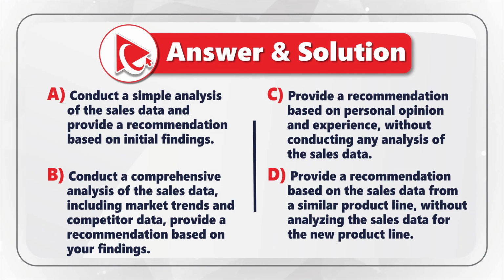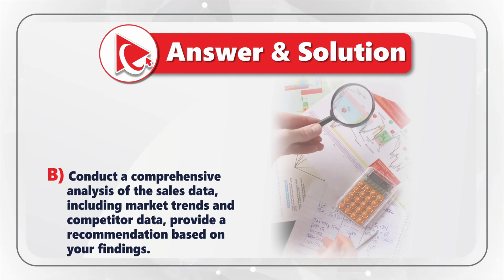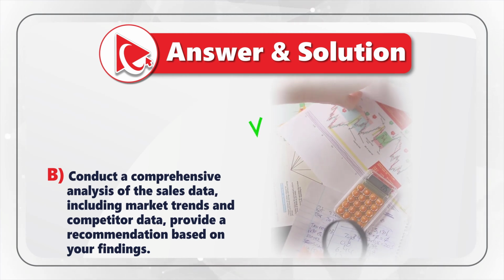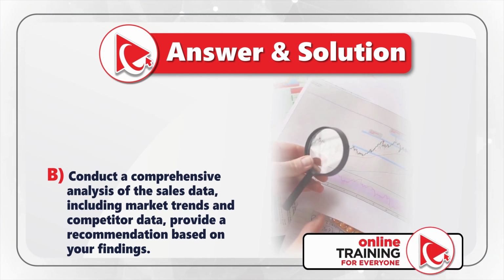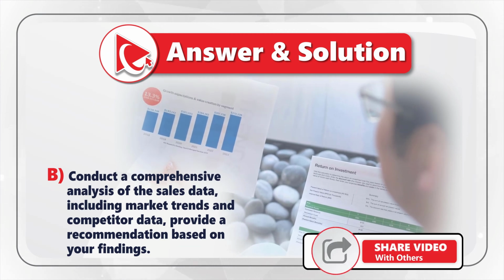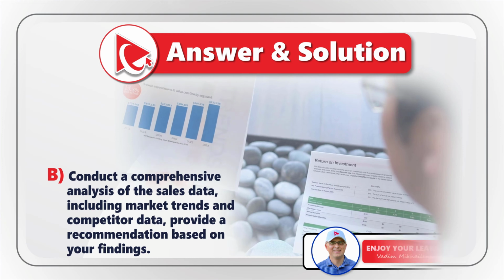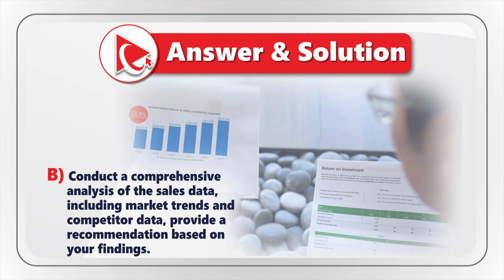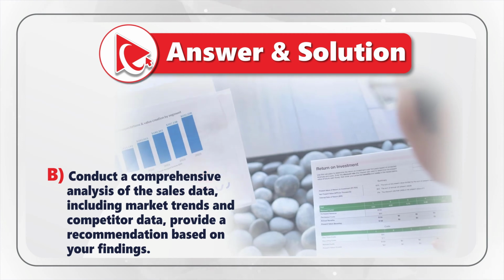I think the correct answer here is choice B. In choice B, you need to conduct a comprehensive analysis of the sales data, including market trends and competitor data. Provide a recommendation based on your findings. I think this choice is correct because it allows you to provide a thorough understanding of the sales data, ensuring a more accurate and informed recommendation. Conducting a comprehensive analysis of the sales data is essential in making an informed decision for your manager.